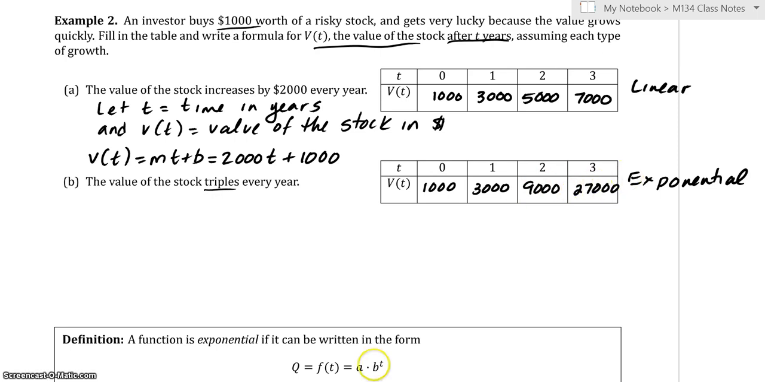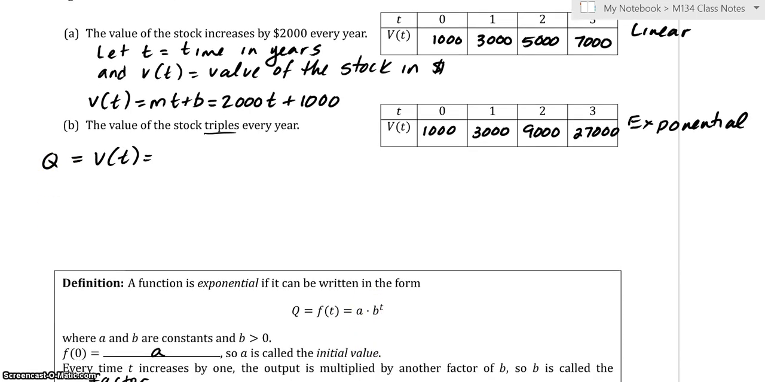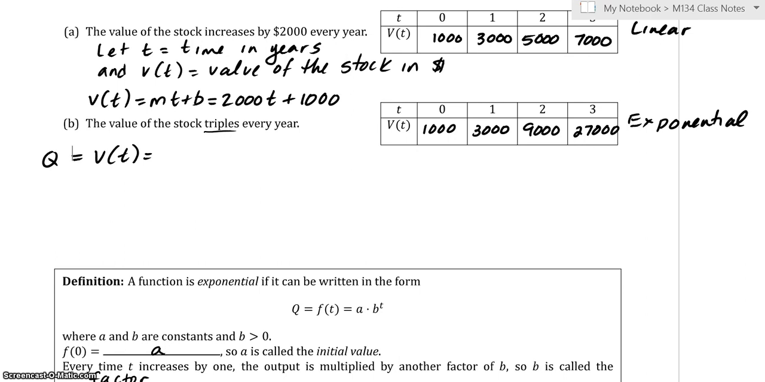Again, how do we get those? You can actually just do it here. Let's just go ahead and do that. So we know Q. Oh, let's not call it Q. Let's call it V of t. You can call it Q, the quantity, if you wanted. Why not? V of t is equal to a. If you remember, a was the initial amount. So the initial amount was 1,000 times b. b was the factor. The factor was the 3. It triples, to the t.